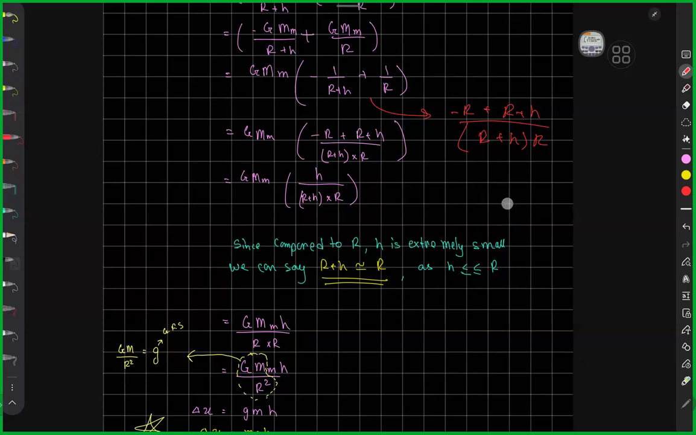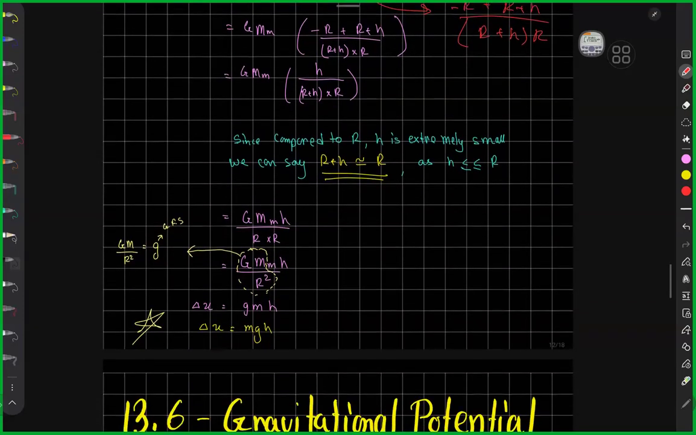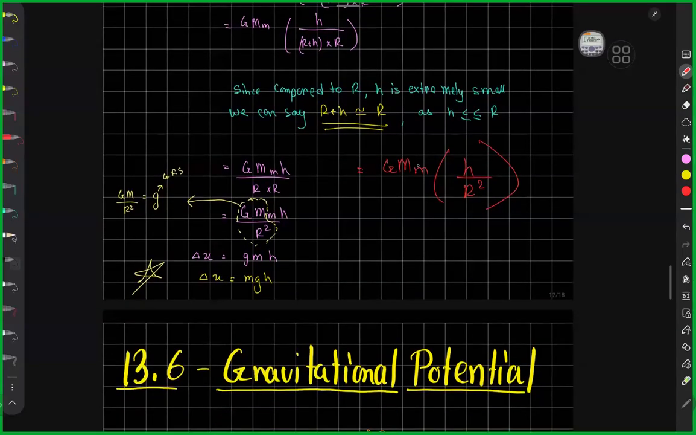So if we do that, we get GMm times h by R squared. This is what we get, because if this is R, then this is also R, so R times R is R squared. Now, what does this look like? GM by R squared. What does this look like, my friend? Isn't gravitational field strength GM by R squared? Do you guys remember that? So now all you have is mgh.